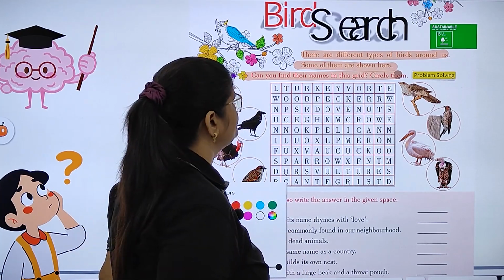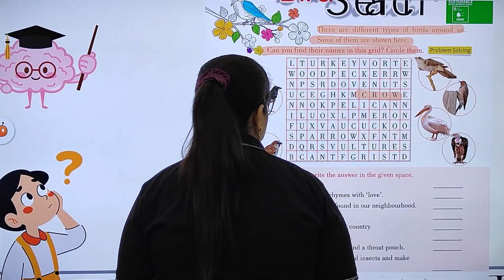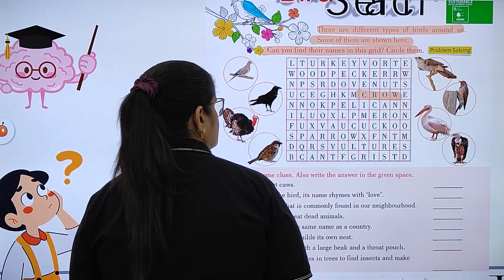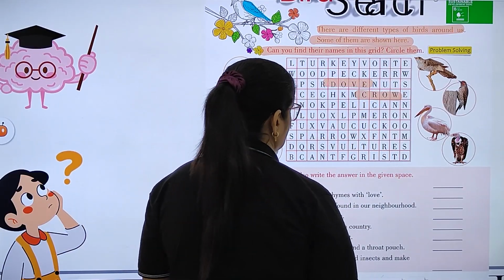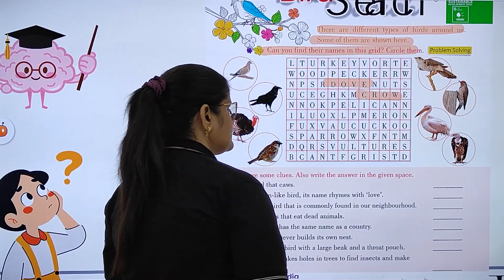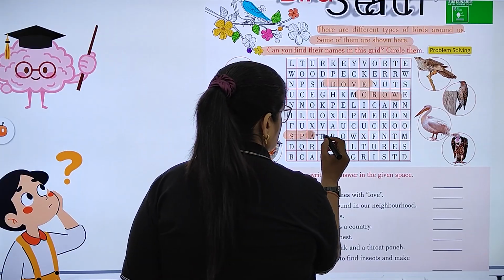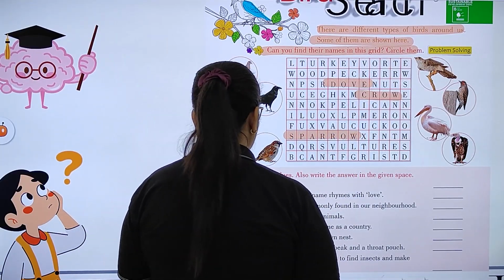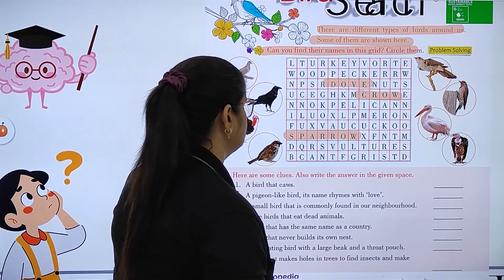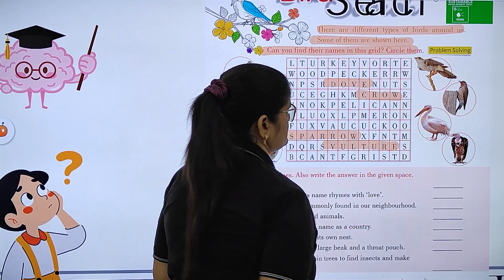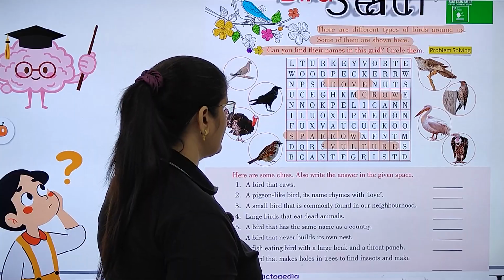First one is crow. A bird that caws. Crow. A pigeon-like bird, its name rhymes with love. It is dove. Number 2, a small bird that is commonly found in our neighborhood, sparrow. This is sparrow. Number 4, large birds that eat dead animals. Vulture. Here is vulture. A bird that has the same name as a country. Turkey.